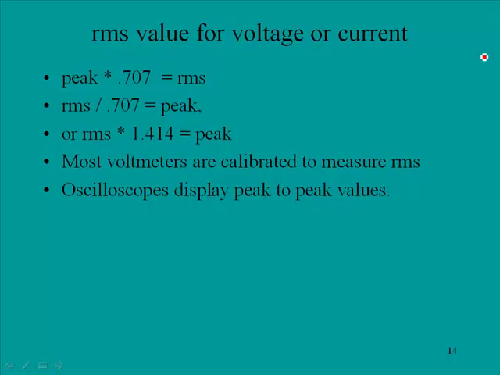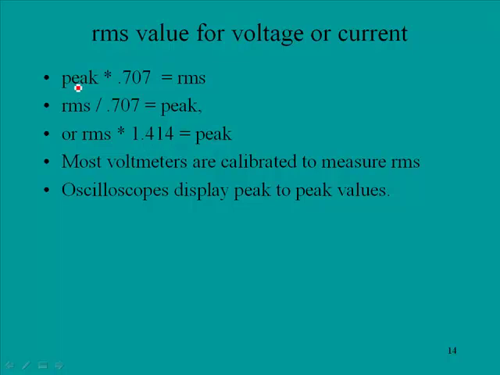RMS values for voltage or current, and this is just a review. If you take peak times 0.707, that will give you the RMS value, or you can take the RMS value divided by 0.707, and that will give you the peak value. Or you can say RMS times 1.414, and that will give you peak.